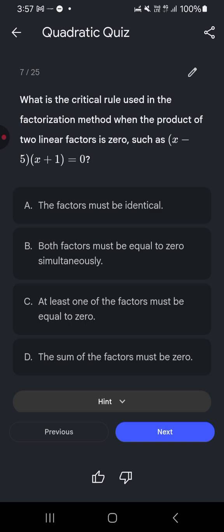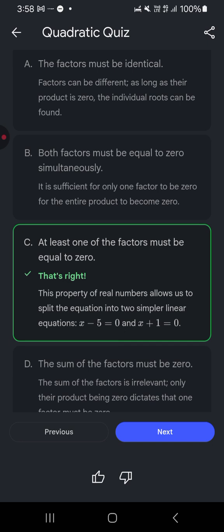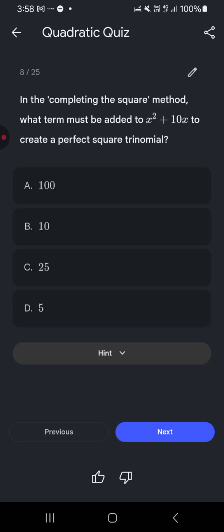What is the critical rule used in the factorization method when the product of two linear factors is 0, such as x minus 5 into x plus 1 is equal to 0? The correct option is C. At least one of the factors must be equal to 0.